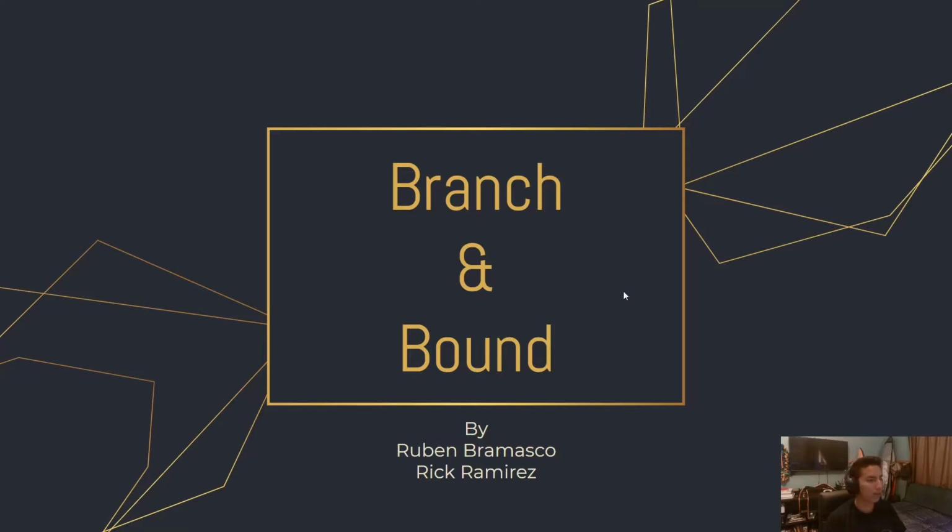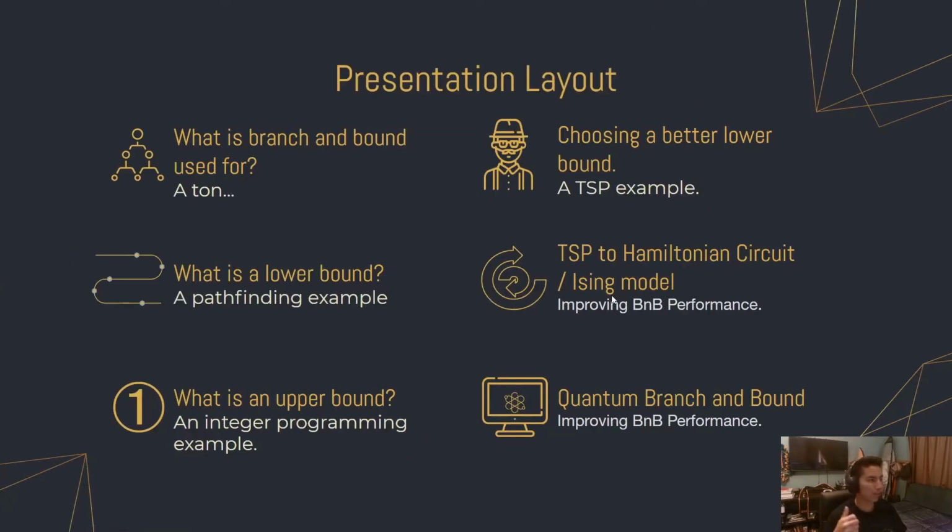Branch and bound. For this presentation, we have planned: what is branch and bound used for, what is a lower bound, what is an upper bound, and choosing a better lower bound. At the very end, Rick is going to be talking about some state-of-the-art advancements in branch and bound using physics. He's going to turn a traveling salesman problem into a Hamiltonian circuit problem, and then into an Ising model. And then he's going to show, using physics or some quantum physics, some improvements upon branch and bound.